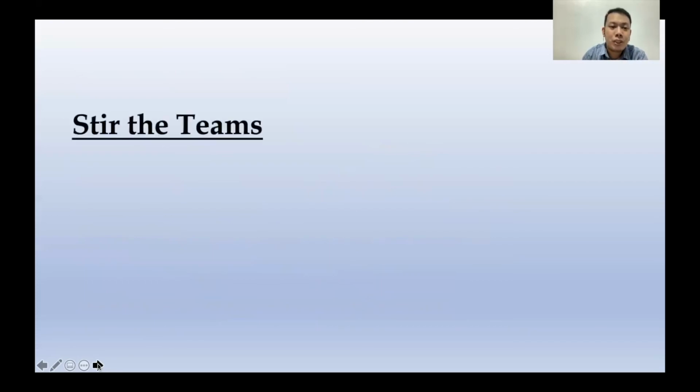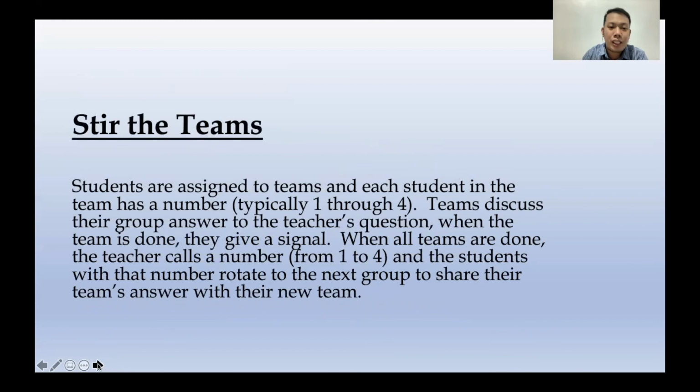So, numbered heads together. Students are assigned to teams, and each student in the team has a number. So, typically 1 to 4. So, teams discuss their group answer to the teacher's question. When the team is done, they give a signal. When all teams are done, the teacher calls a number from 1 to 4, and the students with that number rotate to the next group to share their team's answer with their new team.